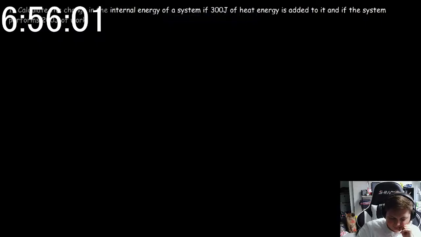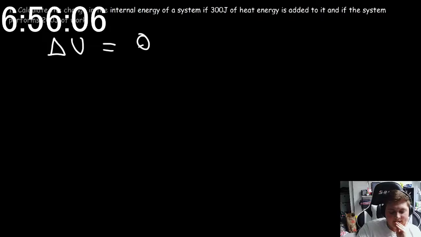Now, to get the answer, we need to use this formula. Delta U, which represents the change in the internal energy of the system, is equal to Q, which represents the heat energy flowing into or out of the system, minus W, the work performed by the system.